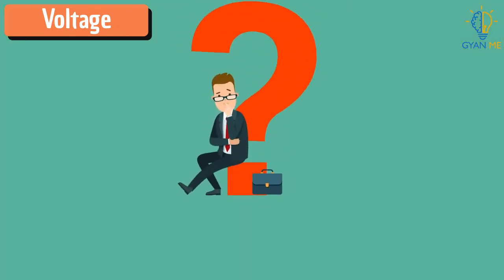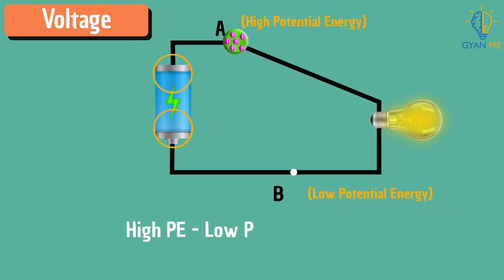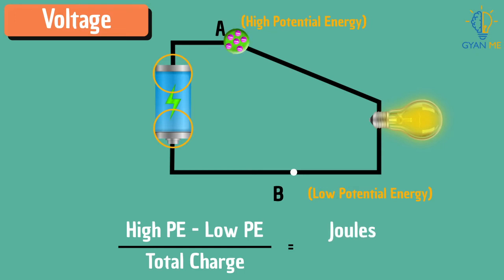Students, can you answer why we are dividing potential difference by charge? As the difference of energy can simply be calculated by subtraction. It is because we know that when we talk about potential difference, it is of one electron. But in a conductor, there are many electrons. So we divide the whole potential difference by the total charge to get the potential difference of one electron.